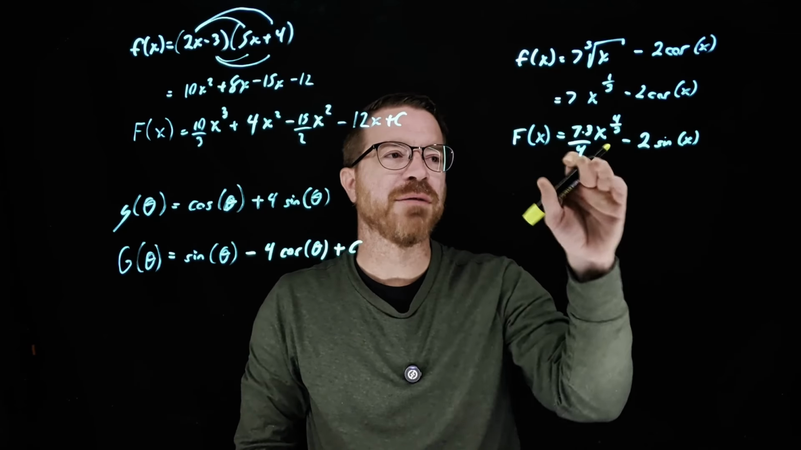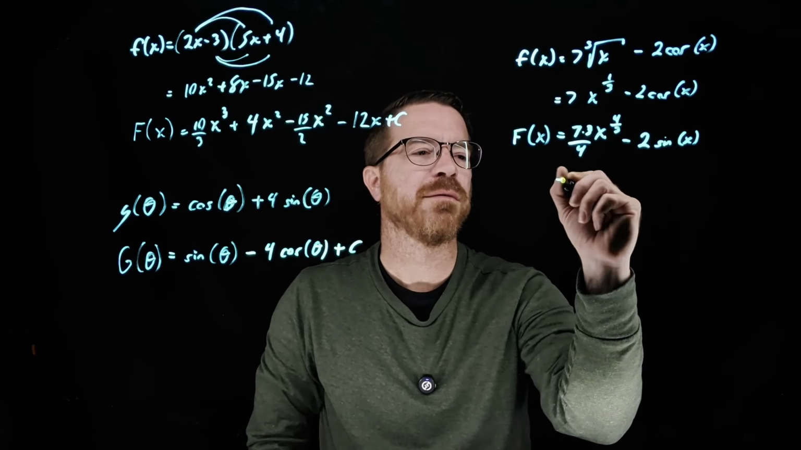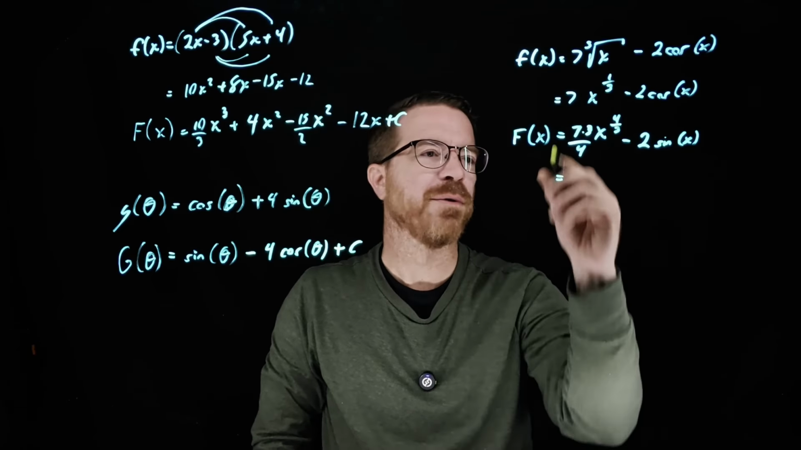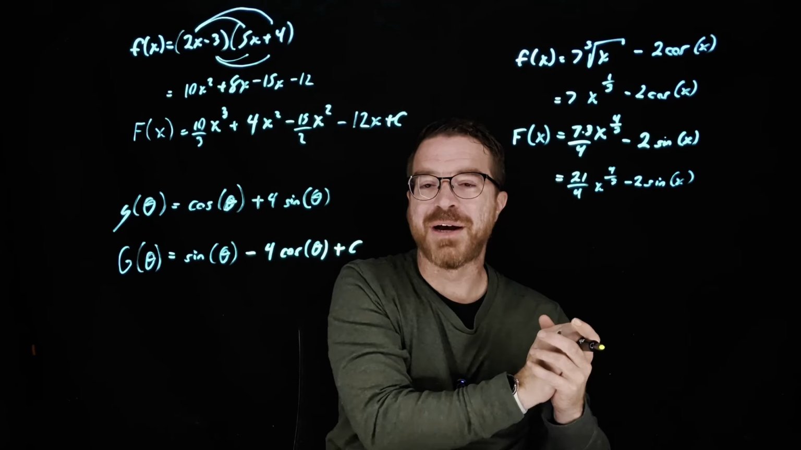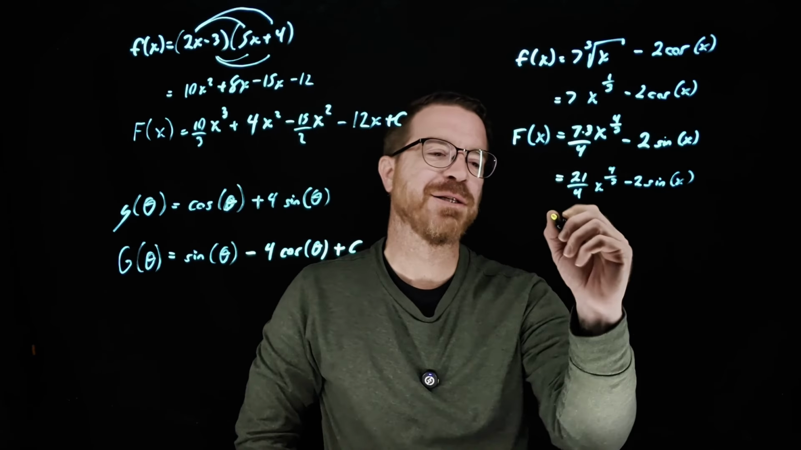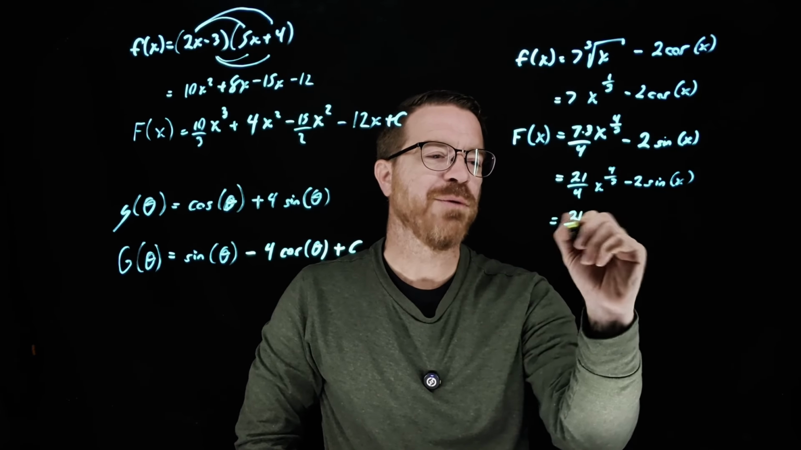And then last thing, I'm just going to simplify this a little bit or clean it up. So 7 times 3 is going to be 21 over 4 x to the 4/3 minus 2 sine x. And then last thing, just to write it back into its original form, because in our original form we didn't have some fractional power. So this is going to be 21 over 4, and then this will be the cube root of x to the 4th, and then minus 2 sine of x.